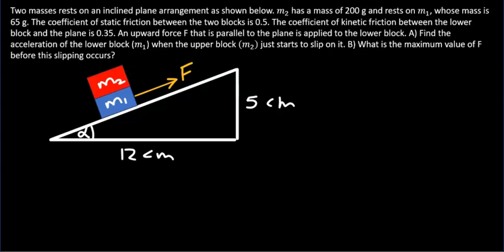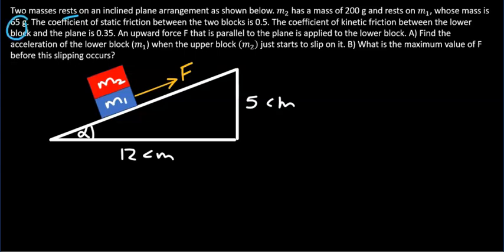Let's look at the following problem. Two masses rest on an inclined plane arrangement as shown below. M2, that's that one, has a mass of 200 grams and rests on M1. The mass of M1 is 65 grams.